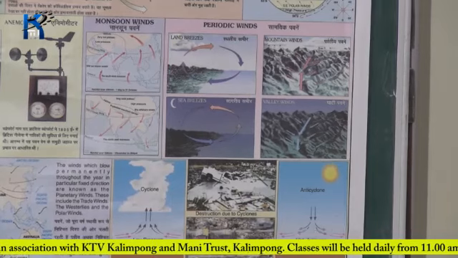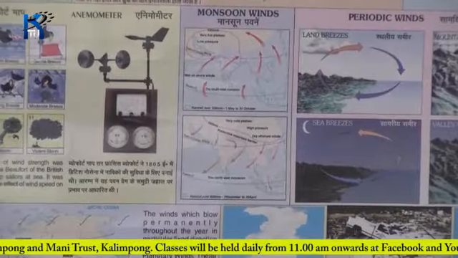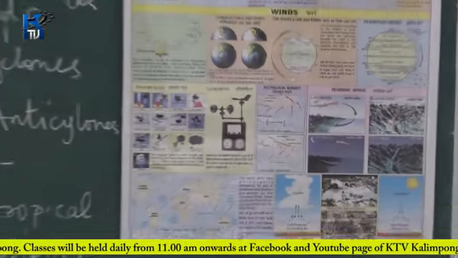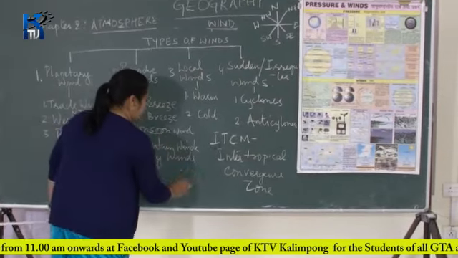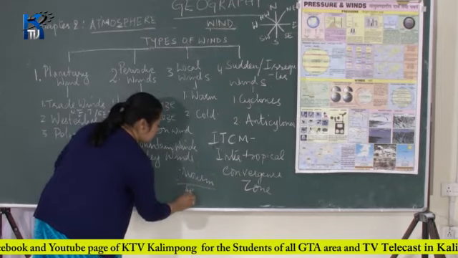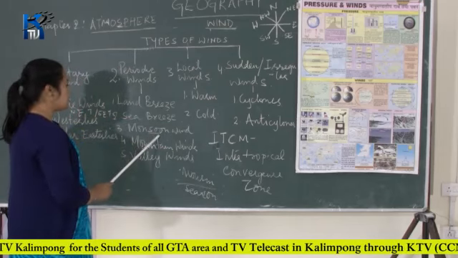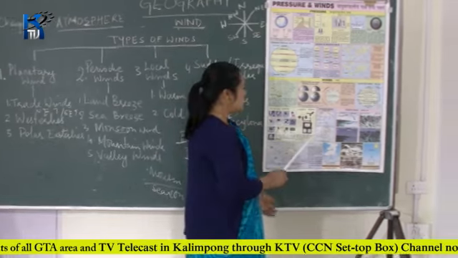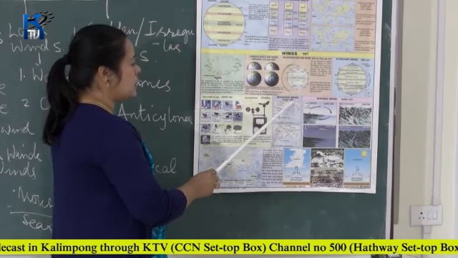Next is monsoon wind. Monsoon wind is the modified form of land and sea breeze. It is a seasonal wind. Monsoon is a word derived from the Arabic word mausim, meaning season. During summer, land gets intensely heated. This Asiatic part gets heated.